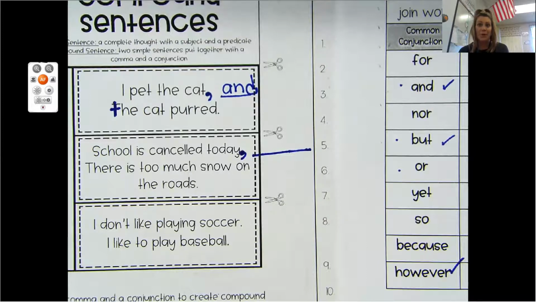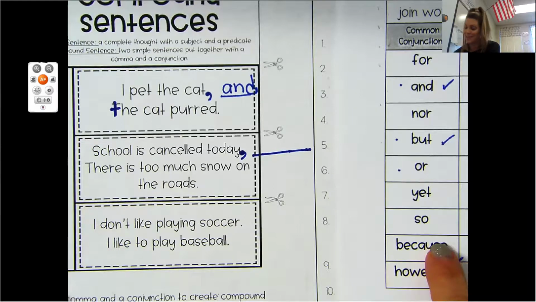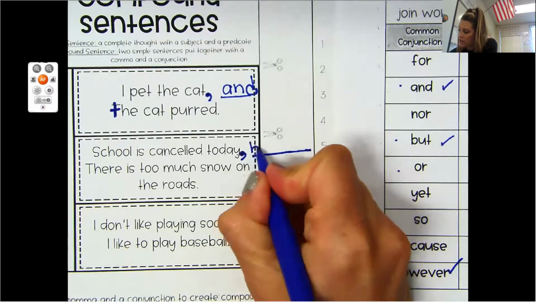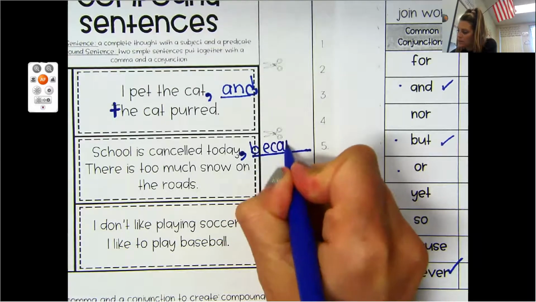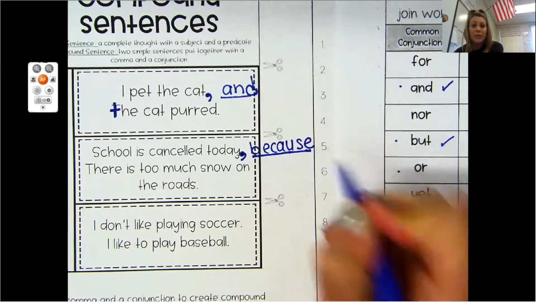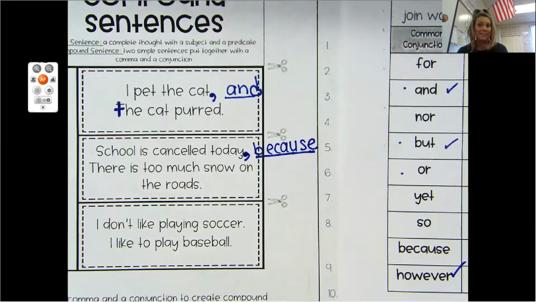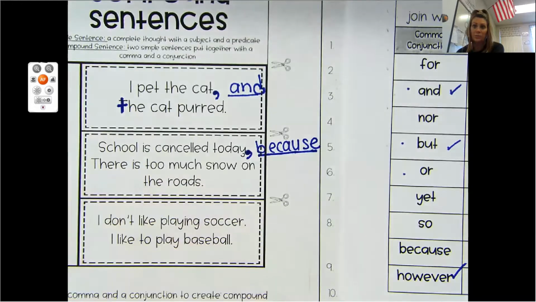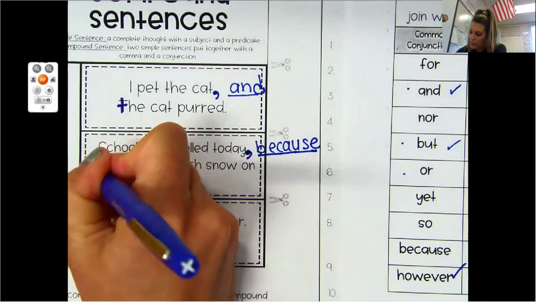All right, I'm hoping you picked because. If you did, raise the roof. Yes, you should have done because. All right, are we done with this sentence? No. What do we have to change? We have to change this capital T into what? A lowercase t.